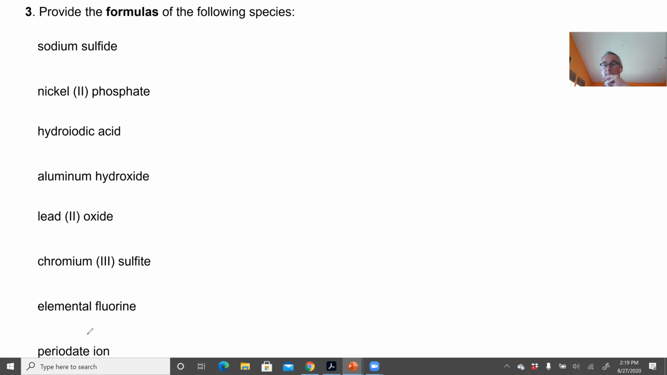All right, so formulas. A chemical formula is basically the elements, not the names, but the symbols put together in the right number.